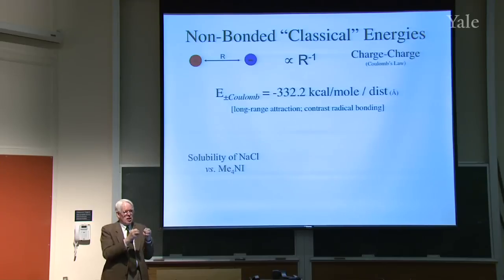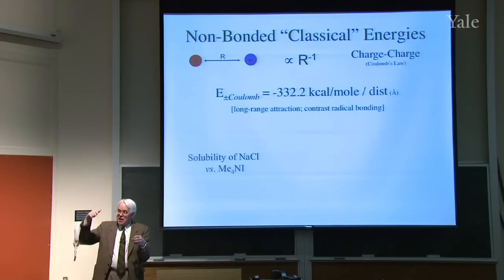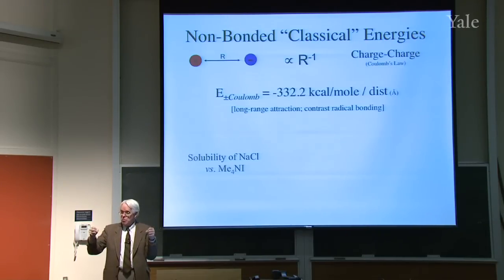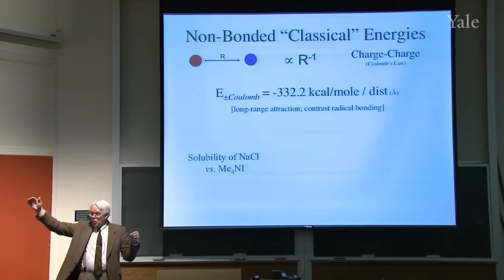So if we start, a bond is 1.5. Let's take bigger ions. Let's suppose they're 2 angstroms apart. That means they're at 332 over 2. The energy is minus 165, okay? If we go to 3 angstroms, then it's minus 100. So we've gone up in energy by about 100 kilocalories per mole in going from 2 to 3 angstroms. And we have a lot further to go on the way out.